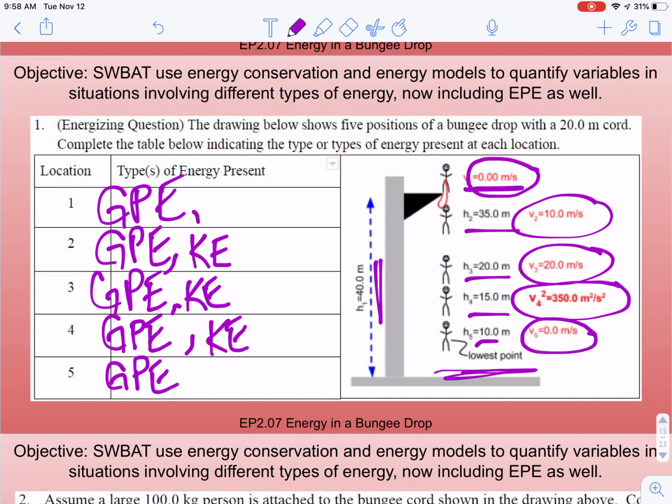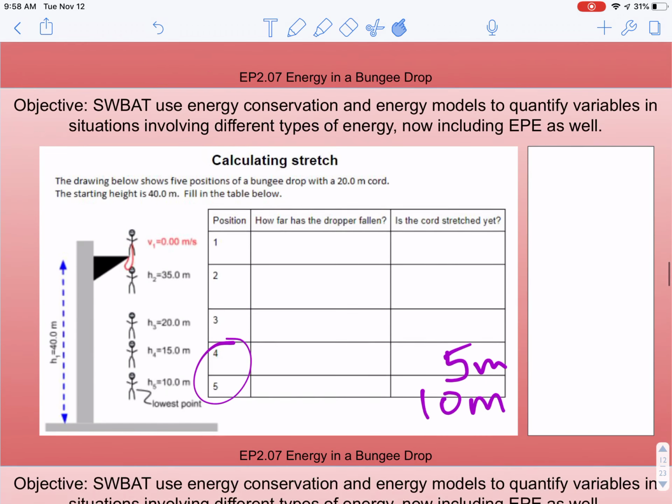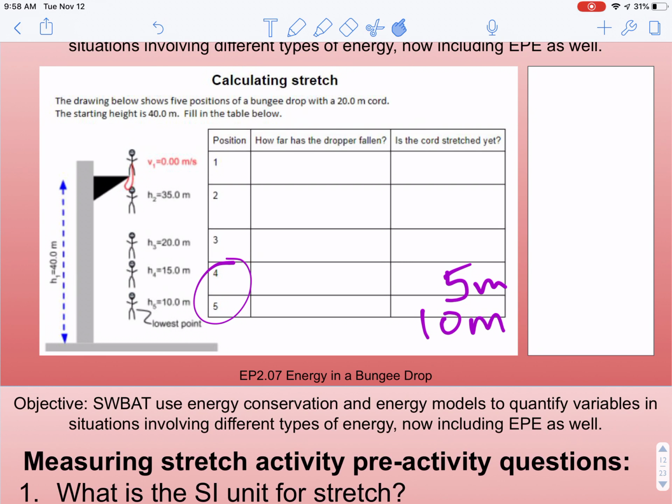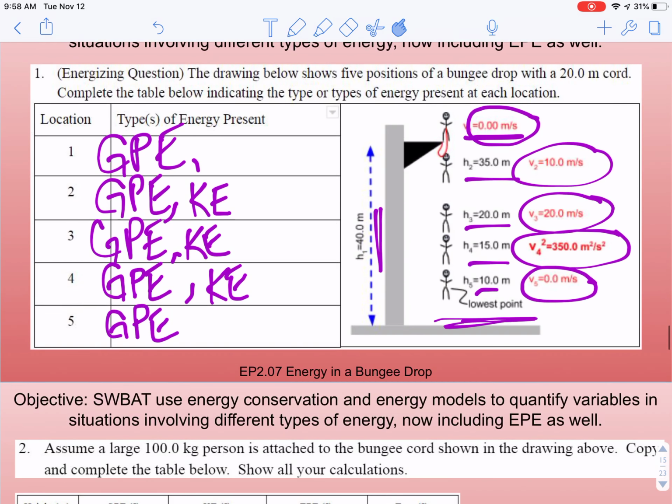All right, the last one we're looking at is EPE, and if we go back up here to what we did the other day, it's only stretching at points 4 and 5, so those are the 2 points where there's going to be EPE. It's only when something has started to stretch. So here we go. That means EPE is here, and EPE is here. Great.